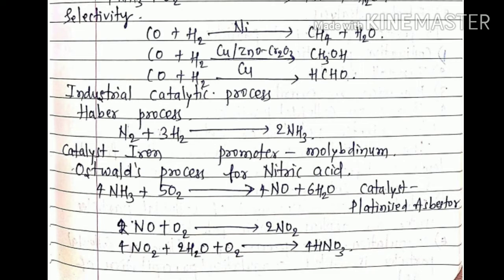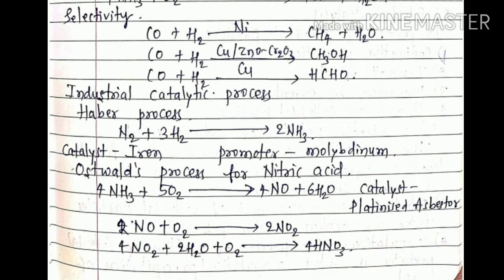Industrial catalytic processes. So the first one is Haber's process. H2 plus N2 to give NH3. The catalyst is iron and the promoter is molybdenum.